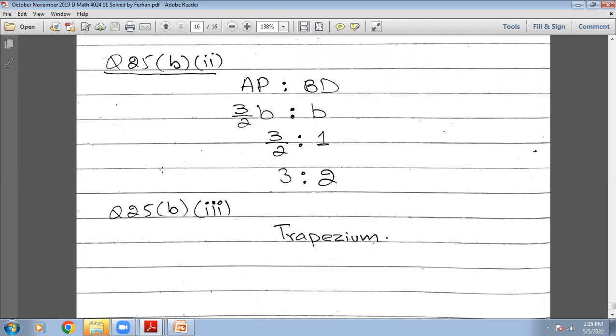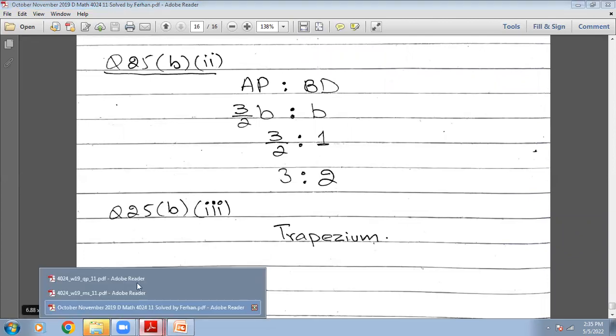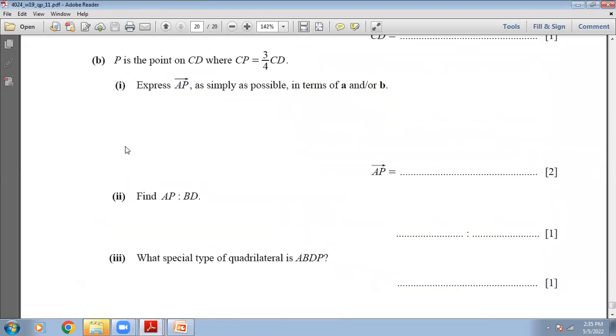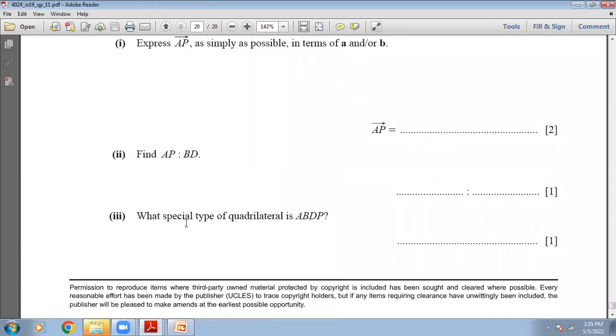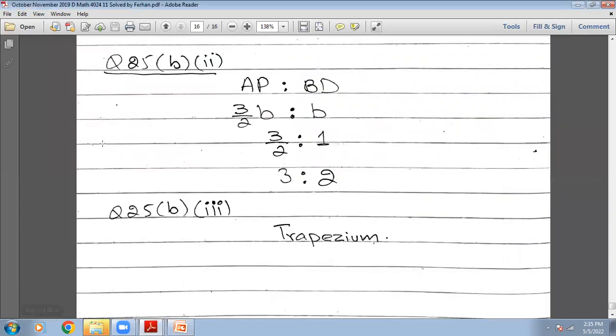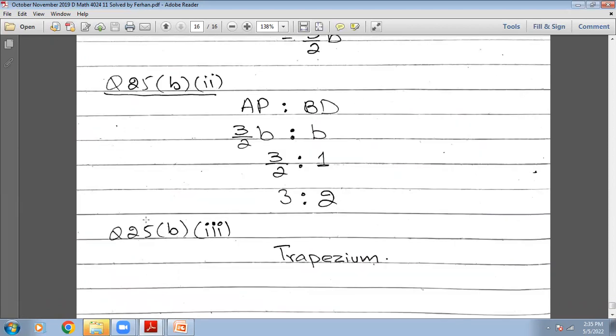They want you to find out the ratio of the AP and the BD. First let me show you the question paper. They want you to find out the ratio of the AP and the BD, and then what special type of quadrilateral this is. So the AP ratio BD will be 3 by 2 B, and that value is B. So the B's cancel, 3 by 2 ratio 1, so multiply both sides with 2. So you will have 3 ratio 2. What is the special name of this? You see its two sides are parallel to each other and its two sides are non-parallel, so it's a trapezium.